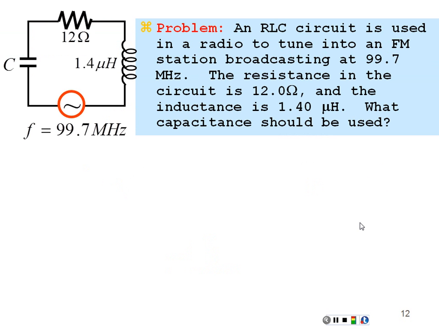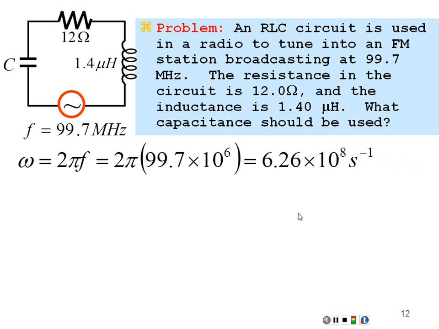Let's try this out. An RLC circuit is used in a radio to tune to an FM station broadcasting at 99.7 megahertz. The resistance in the circuit is 12 ohms and the inductance is 1.4 microhenries. What capacitance should be used?